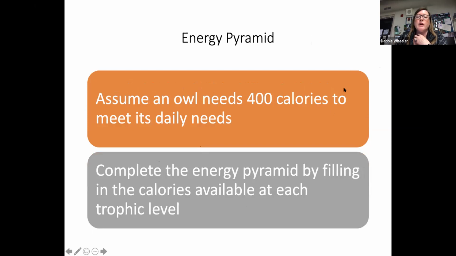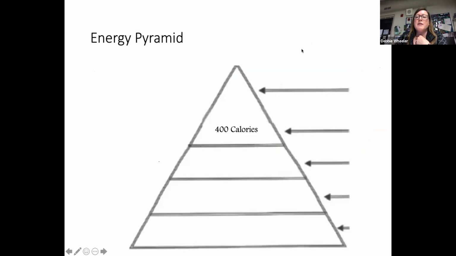Okay, so let's practice a little bit. Assume an owl needs 400 calories to meet its basic daily needs. Complete this energy pyramid showing the available calories at the other trophic levels. So if you'll draw this energy pyramid, we'll go backwards, and you can use your chat to fill in answers.